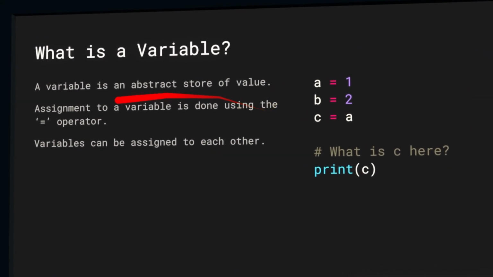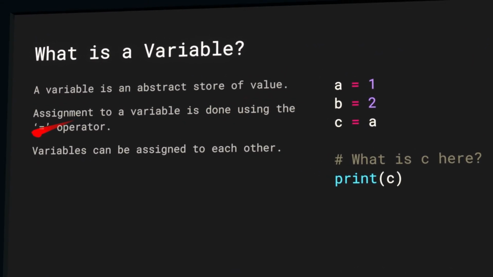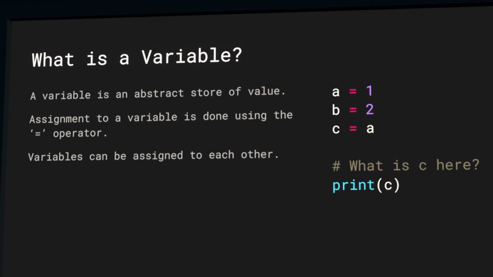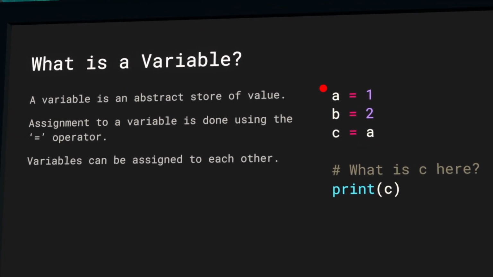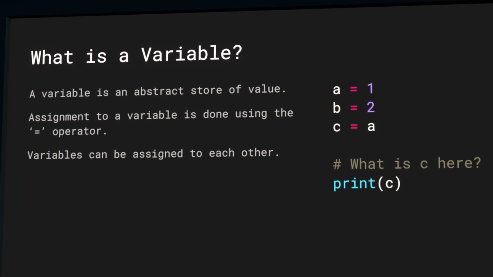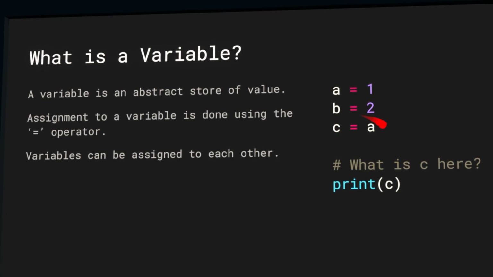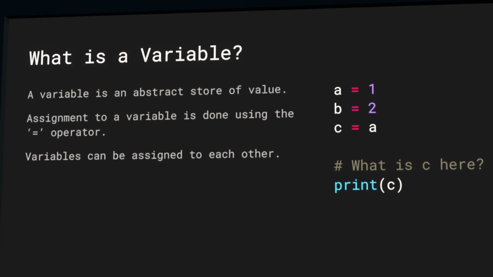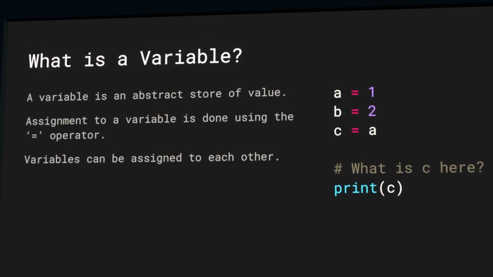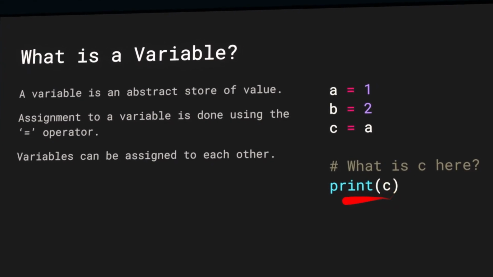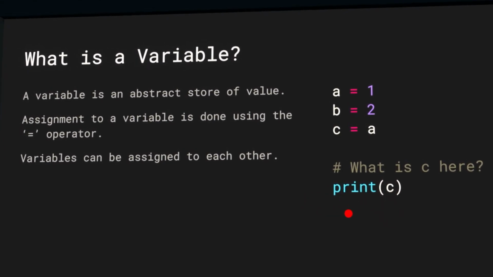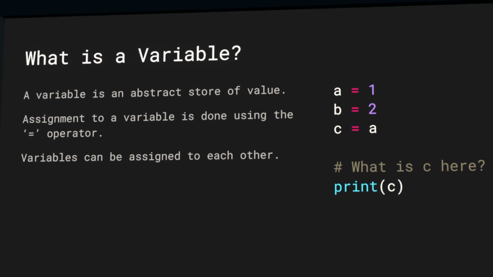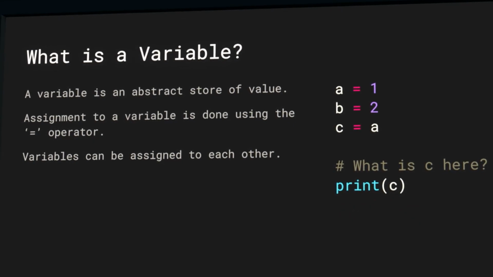So variable, an abstract way to store a value, correct? So equals is the operator that is used to assign values to it. So for example, A equals 1 assigns 1 to A. B equals 2 assigns 2 to B. C equals A will assign the value of A to C. In this case, that will print 1.